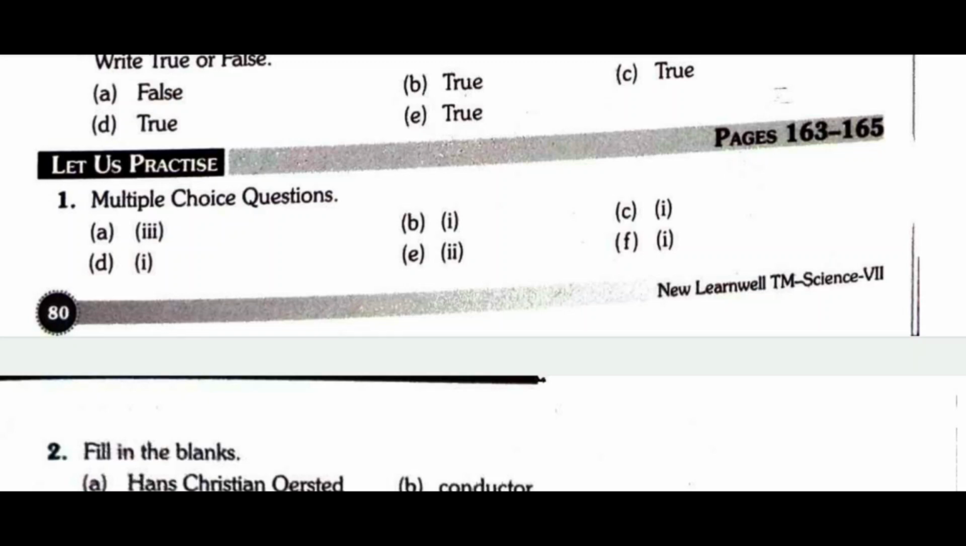Then question number C. The working of a fuse is based on dash. Heating effect. Then D. Which of the following appliances does not use an electromagnet? Room heater. The resistance of a fuse wire is dash. High, low, or high. High. A material used to make an electromagnet is a soft iron bar.